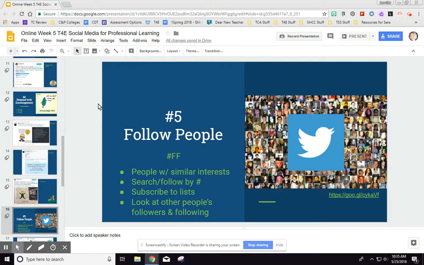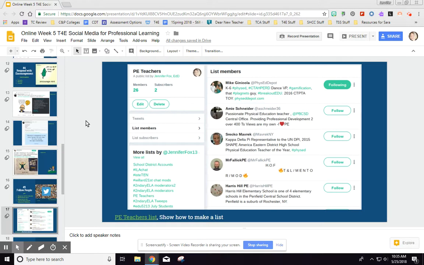And then also follow people. This one is really important. You need to be specific, intentional, purposeful about the people that you follow. At first, you'll feel like you want to follow everybody, but don't do that. Really look at people's interests. Look at how they're tweeting. Look at the people that they follow and that follow them. Pay attention to that, because the people you follow will make or break your Twitter experience.